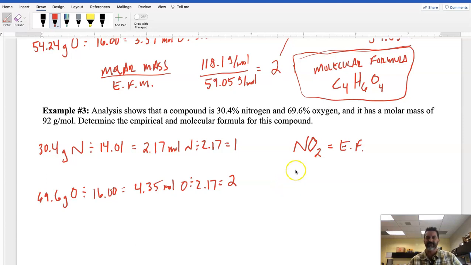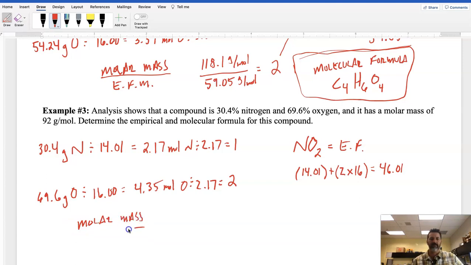And then let's see. So we found our empirical formula. So let's do the empirical formula mass. So that's 14.01 plus 2 times 16. So that gives me 46.01. So there's my empirical formula mass. So I'm going to do the molar mass divided by the empirical formula mass.